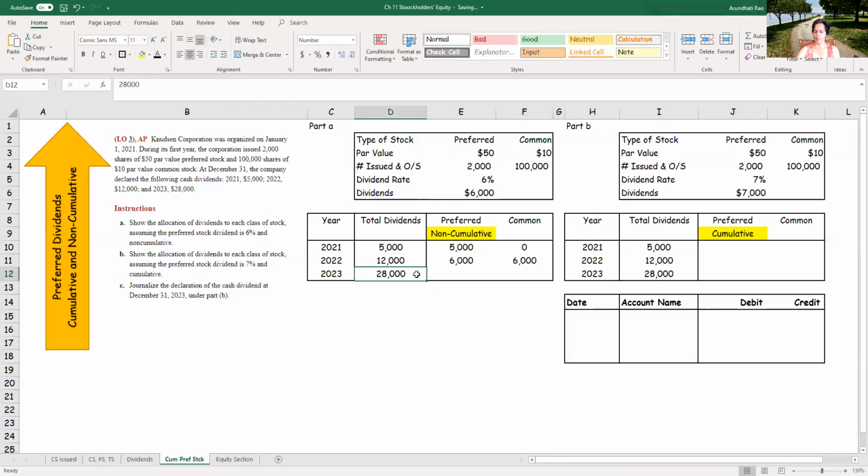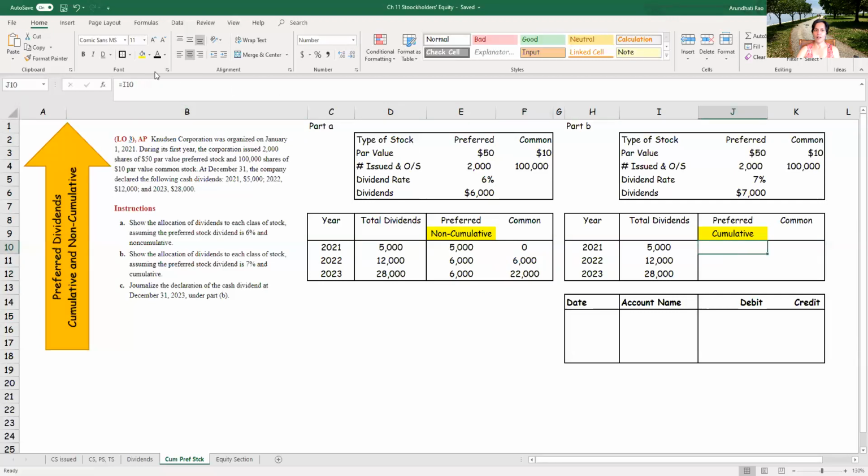The third year, 28,000 is being given out as dividends. Preferred stockholders again get the 6,000. 22,000 minus 6,000, common stockholders are going to get 22,000. So the real difference between the two is the preferred stockholders are guaranteed a 6% rate of return. If the year is good and the company is paying out more in dividends, if you're a common shareholder, you stand to get more.